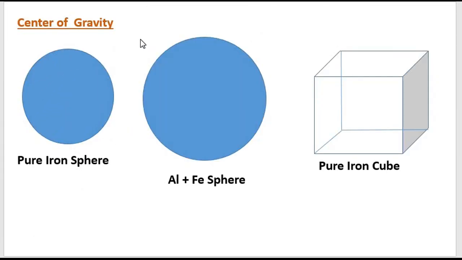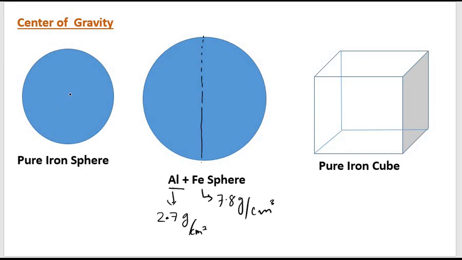Here I have shown you two spheres and one cube. Now this sphere is made up of pure iron, and this one is a mixture of iron and aluminum, and this sphere is half made up of aluminum. Aluminum has less density, that is 2.7 gram per centimeter cube, whereas iron's density is 7.8 gram per centimeter cube, and this one is made up of pure iron. So the whole mass is concentrated at the geometric center. So this point is called the center of gravity. Center of mass, center of gravity, one and the same thing.